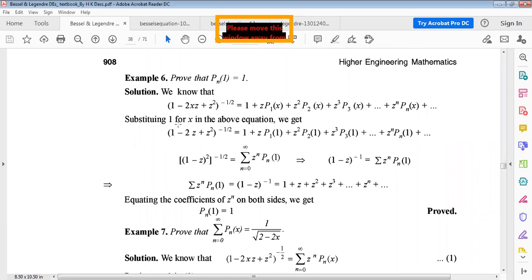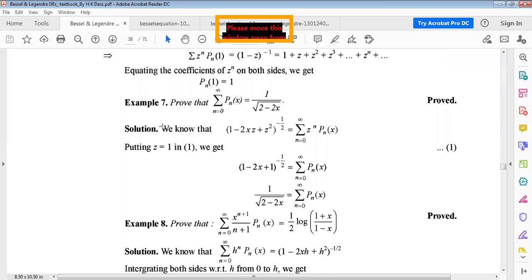Now substituting x equals 1, putting here, we get a series, and this series equals this. So equating the coefficient of z to the power n, here the coefficient is Pn(1) and there the coefficient is 1. So Pn(1) equals 1. Try it at home, okay? Example 6. Neat.